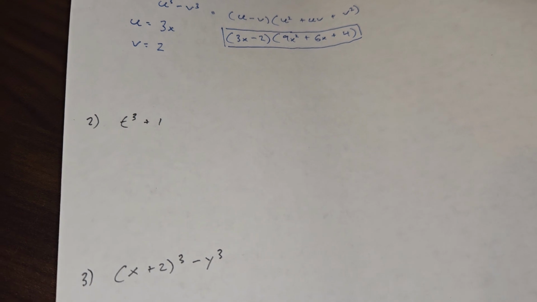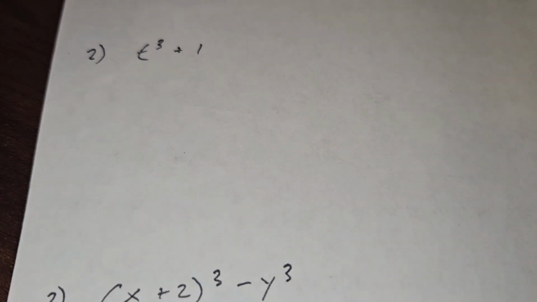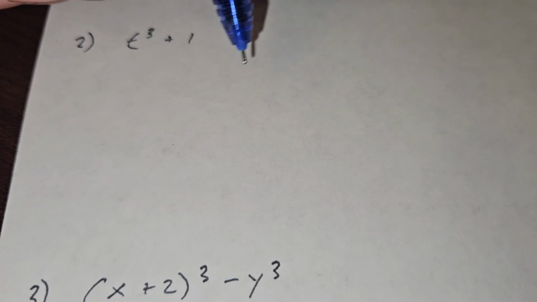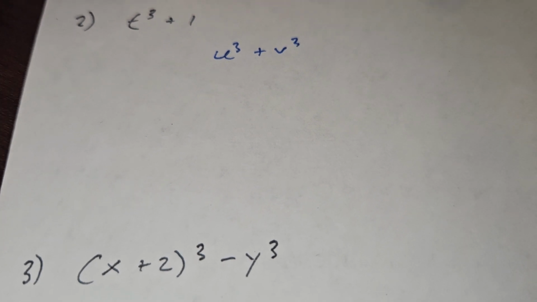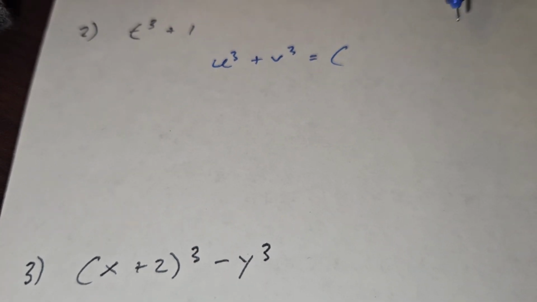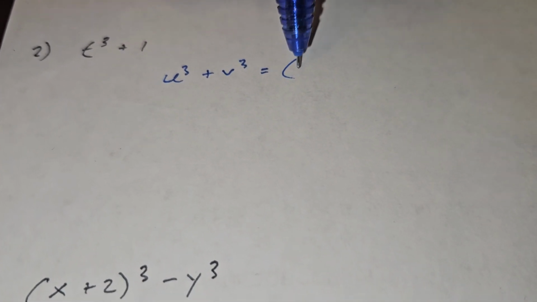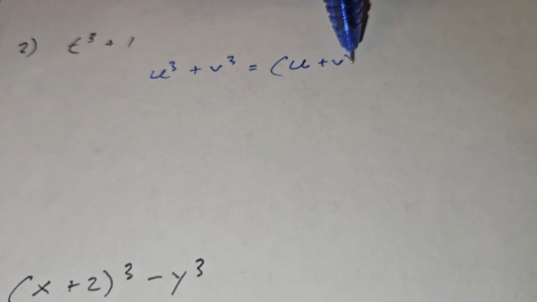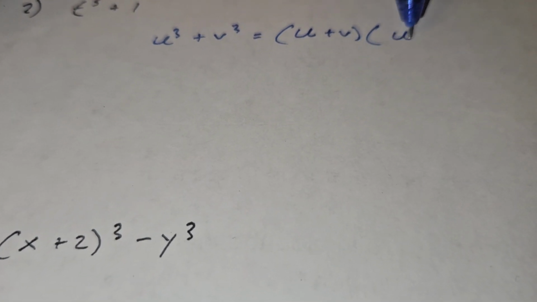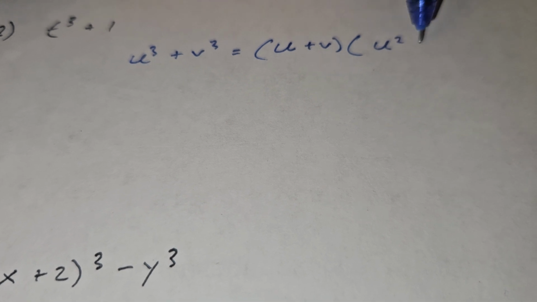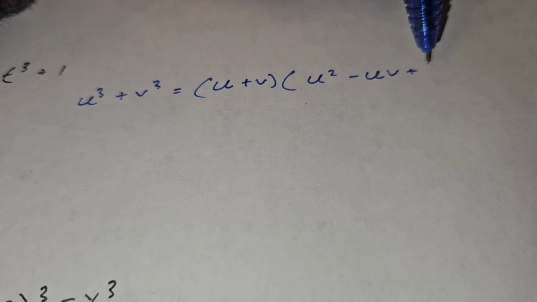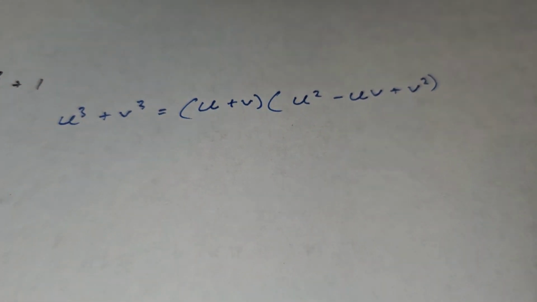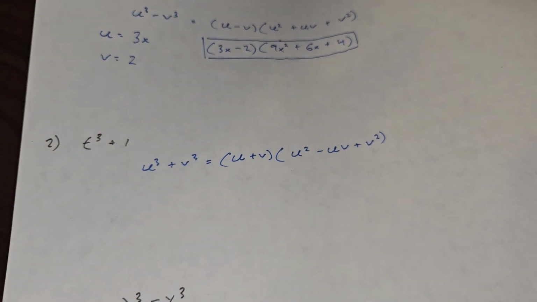t raised to the third power plus 1. This is a sum of cubes, so we're going to use the sum of cube formula, which is u raised to the third power plus v raised to the third power equals, what does it equal? Equals u plus v multiplied by u squared minus u v plus v squared, right? So that's our formula.